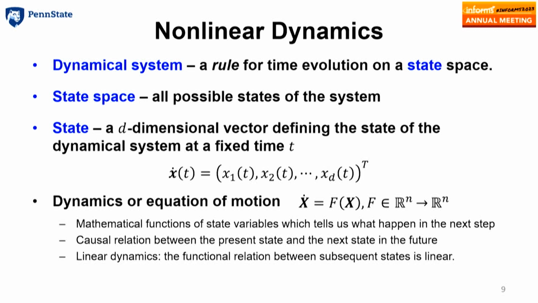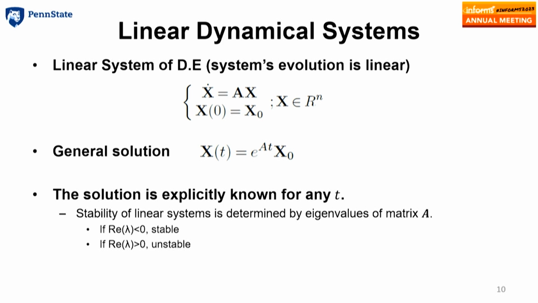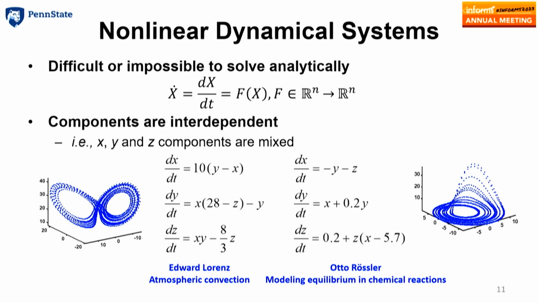In linear dynamics, the functional relationship between subsequent states is linear. So this is a linear dynamic system, and the system's evolution is linear. We can represent this with a matrix A. If the initial condition is given, then we can derive the general solution analytically. The solution is explicit for a long time t, and the stability of a linear dynamic system is determined by the eigenvalues of matrix A. While a nonlinear dynamic system is difficult or sometimes impossible to solve analytically, now we have a complex function f, which is nonlinear. So components are interdependent: the x, y, z components are mixed.